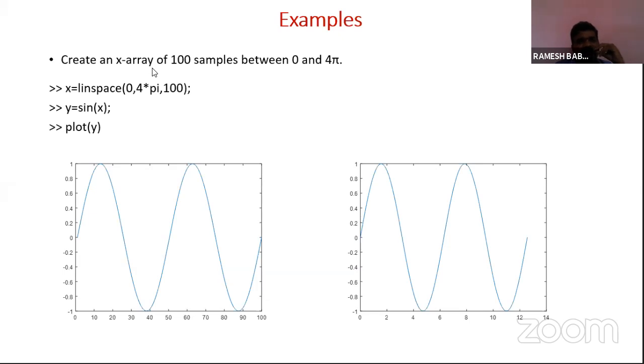Take one example. We create an array of x elements having 100 samples, with the separation from 0 to 4 times pi and 100. This pi is nothing but the 22/7 symbol. We can see here this is about the x spacing. y is sin x, and now we can plot y. So maybe we can just take this linspace, 0 to 4 pi, with 100 points. We'll check by running the code here.